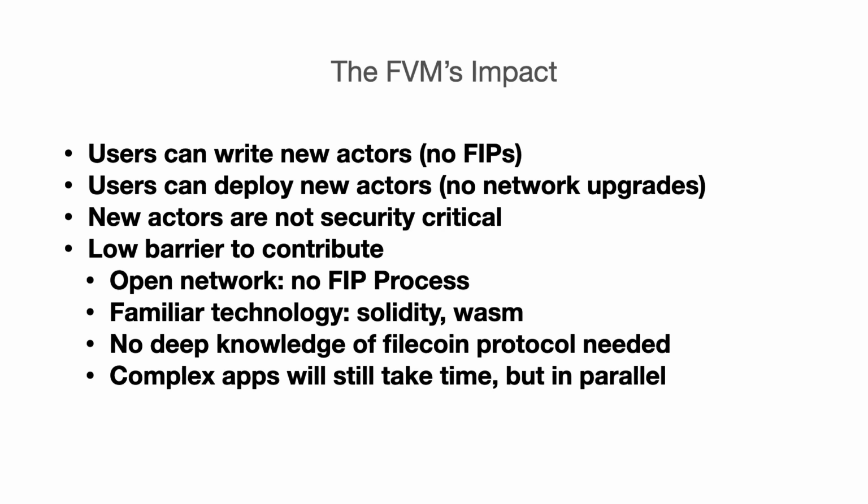So you can throw up a new actor without a network upgrade, which also means no big slowdown from that perspective. So this all results in a lower barrier to contribute. So no FIP process, open network. It also means, because of the way that we're doing things, there's familiar technology backing this stuff up. So that's pretty nice. Ideally, though, of course, some actors are going to want some more deep knowledge of the Filecoin protocol. It probably won't be as required. And it still is going to take time to write robust smart contract applications, but hey, it can be parallelized because hopefully things should be much more decoupled than writing them with the whole Filecoin protocol in your head.